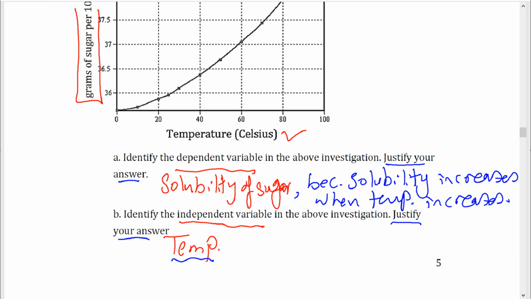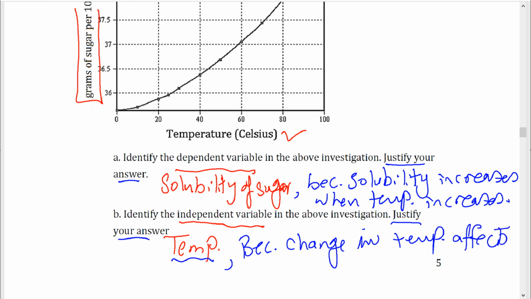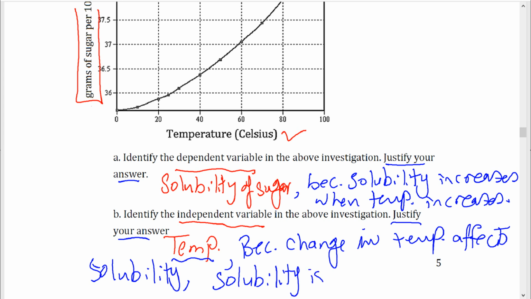To justify the independent variable: why you have chosen temperature? I will say because change in temperature affects solubility. Or you can say that solubility is directly proportional to temperature.